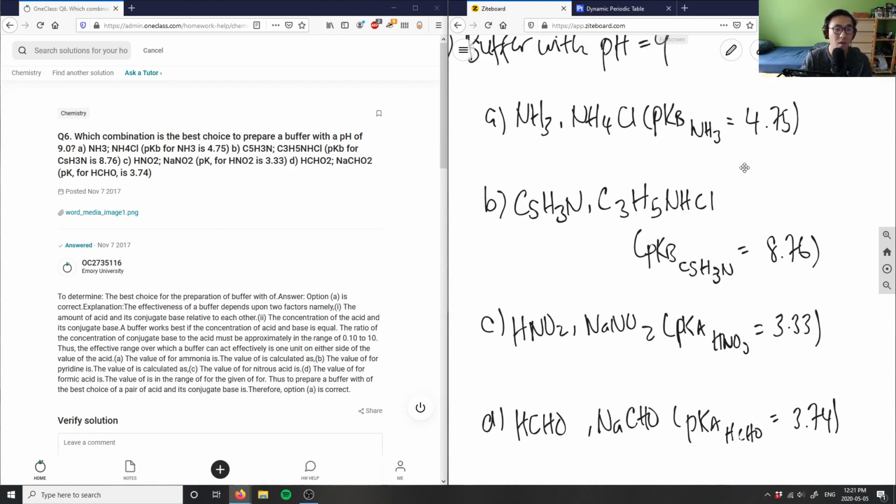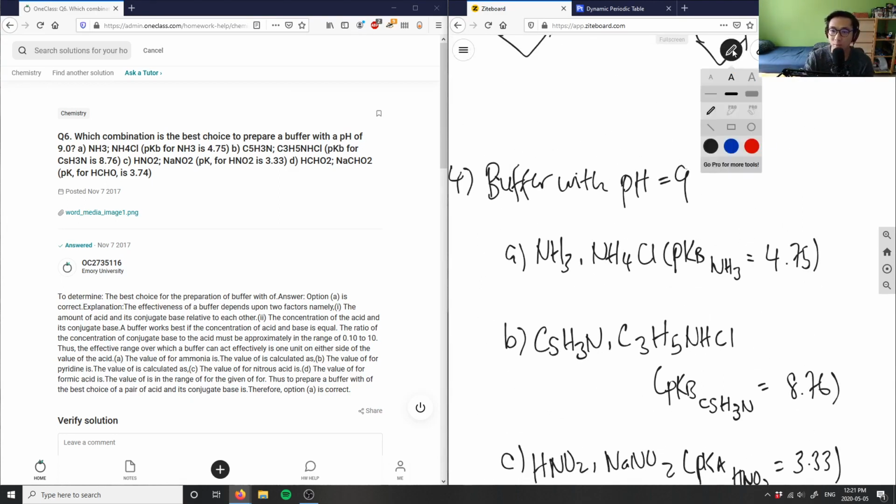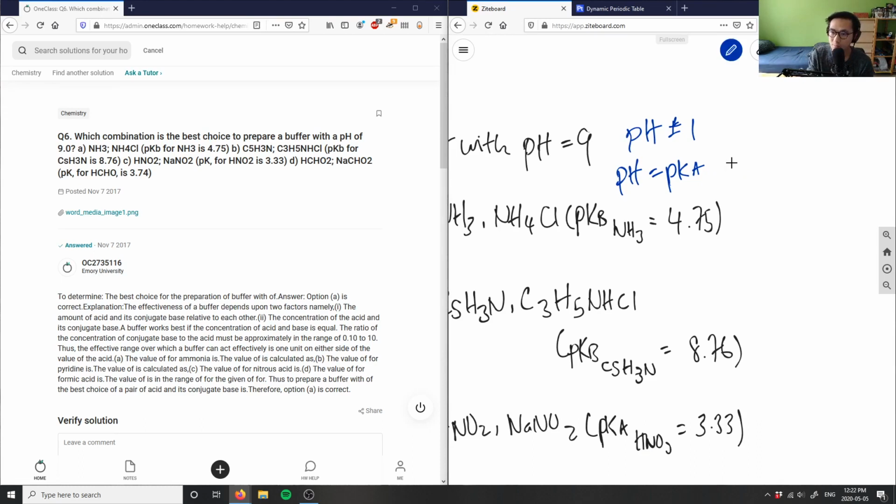Okay, so we're given all 4 of these, and we're making our buffer, and we want it to be in the range of pH 9. How do we make a buffer? Our buffer works best at its half equivalence point, where pH equals pKa. The buffer only tolerates a pH change of plus or minus 1, so it resists change only within that range. So we care about that, and we also know that pH equals pKa at the half equivalence point.